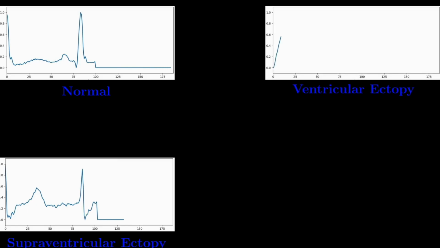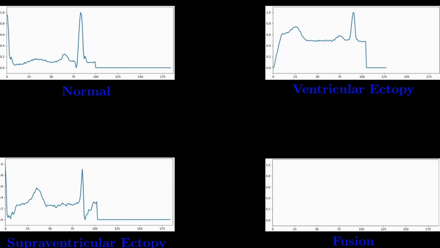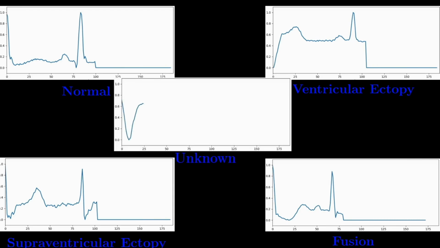Each sample is also labeled based on the type of heartbeat. The labels include normal; supraventricular ectopy, beats which start in the atria; ventricular ectopy, beats which start in the ventricles; fusion, beats which come from both the atria and the ventricles at the same time; and unknown, beats where the origin is not clearly defined.